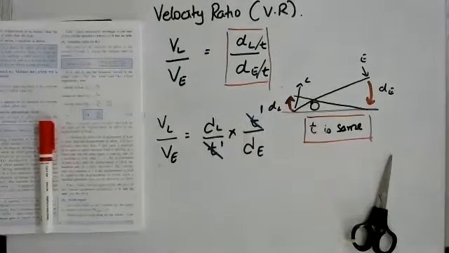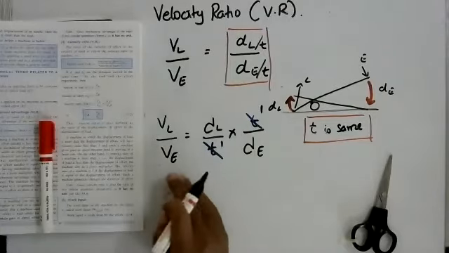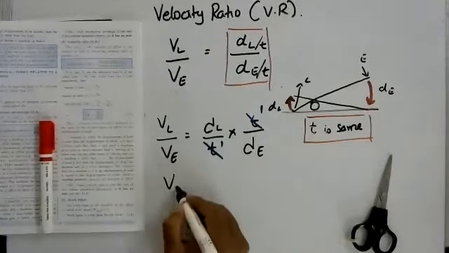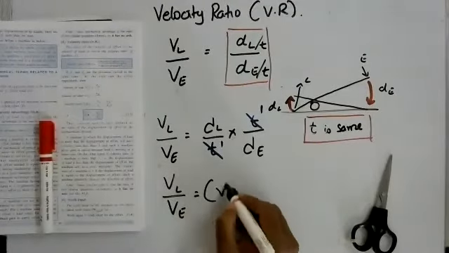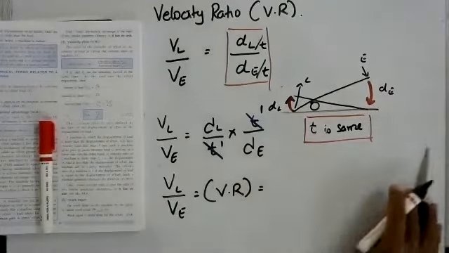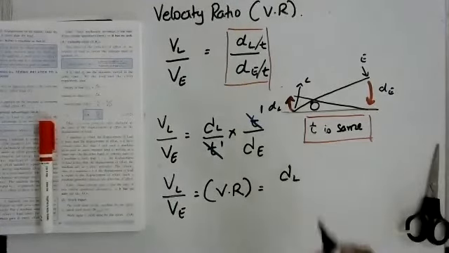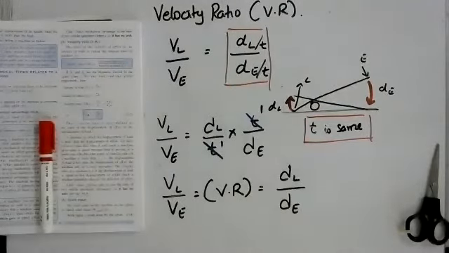It's a good idea to always write that down, and therefore now you get the final velocity ratio, that is VL by VE, which can be abbreviated as VR because it's the ratio of the velocities between the two, and that is the distance moved by the load arm divided by the distance moved by the effort arm.